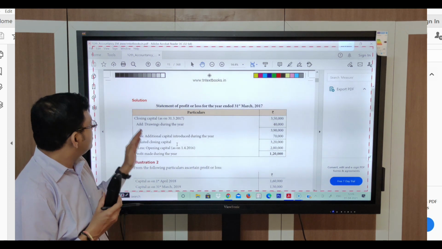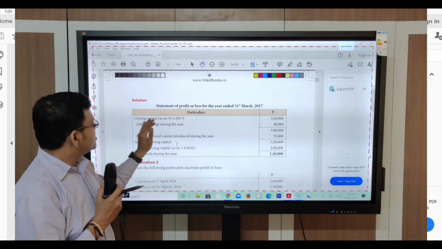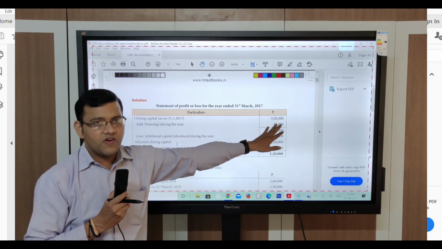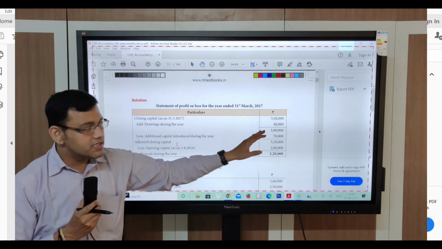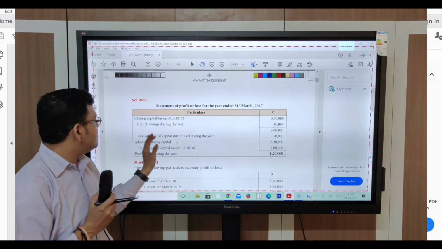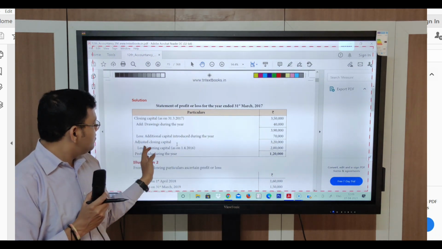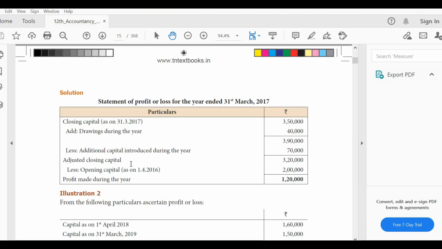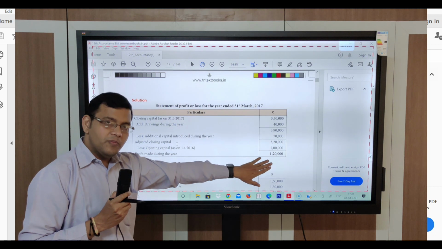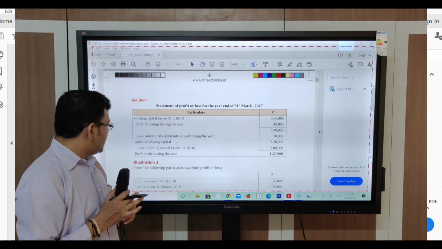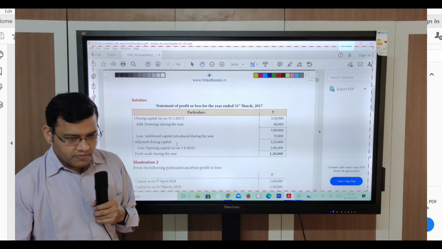So this leads to the solution. The closing capital, as mentioned in the question, is 3.5 lakhs, and we add the drawings 40,000 and subtract the additional capital 70,000, and that gives the adjusted closing capital, which is 3.2 lakhs. And from this we'll subtract the opening capital to get the profit for the year. Right? So we'll go to the next question.